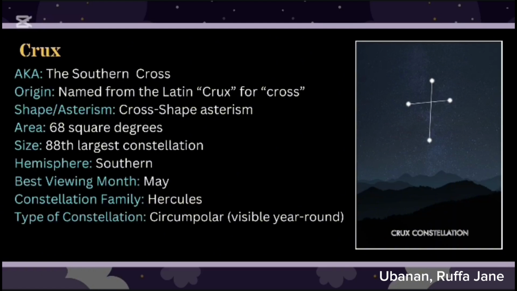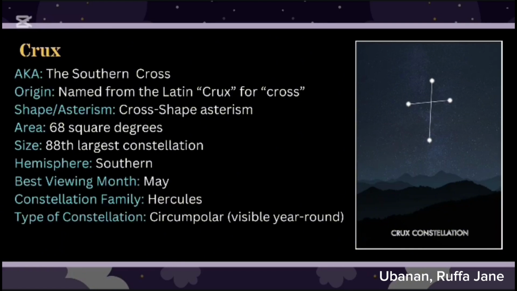Crux covers only 68 square degrees of the sky. It's the 88th largest constellation in the sky, and it's located in the southern hemisphere. The best time to view it is during the month of May, and it is part of the Hercules constellation family. Crux is also a circumpolar constellation, meaning it's visible year-round from the southern hemisphere.